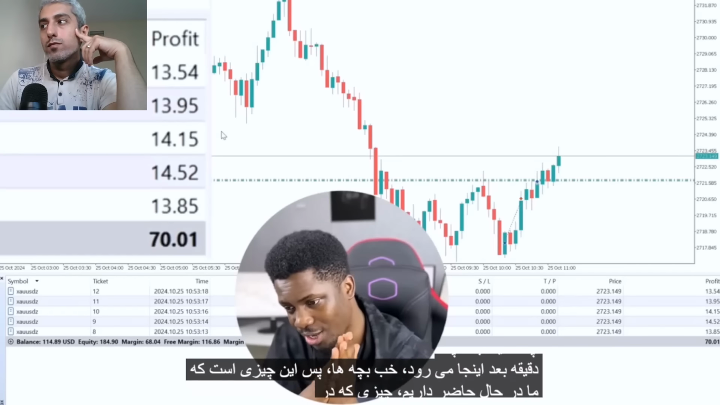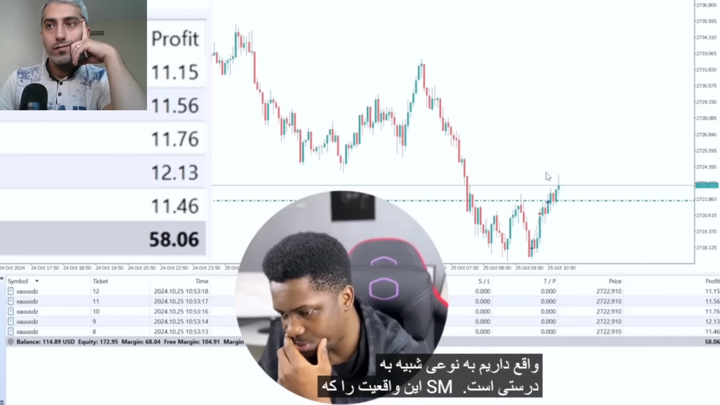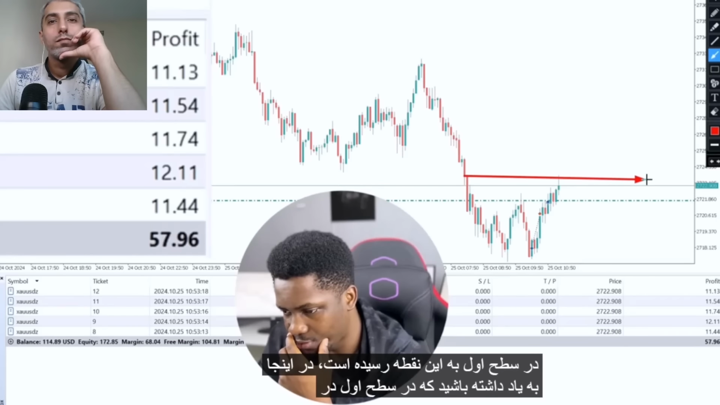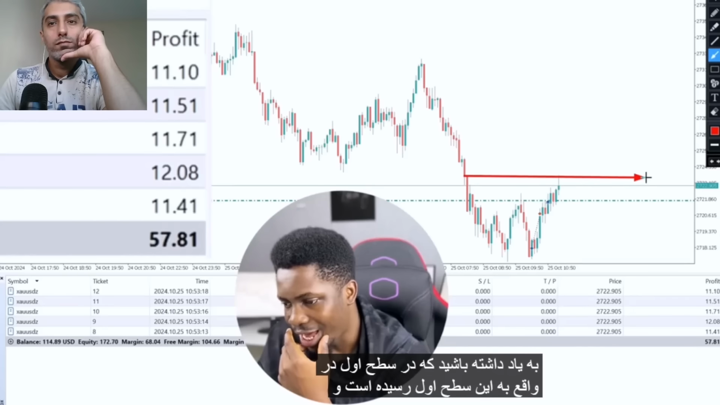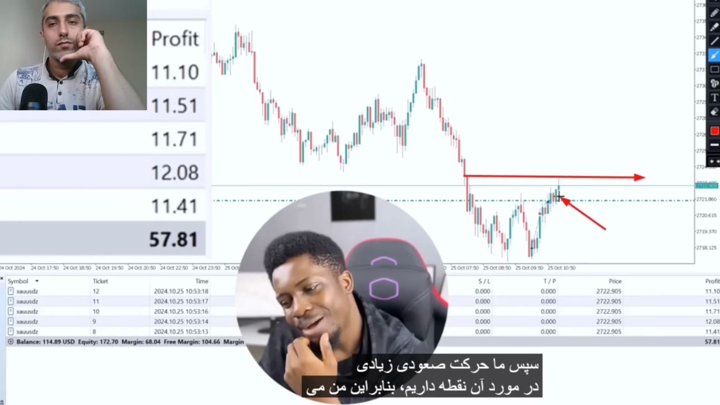So this is what we're having currently. What we're actually having is kind of like smooth, right? The fact that it has hit this our first level here, right? Remember this our first level. It has actually hit this our first level. And then we're having a lot of bullish momentum at about the spot. So I'm going to still hold it.